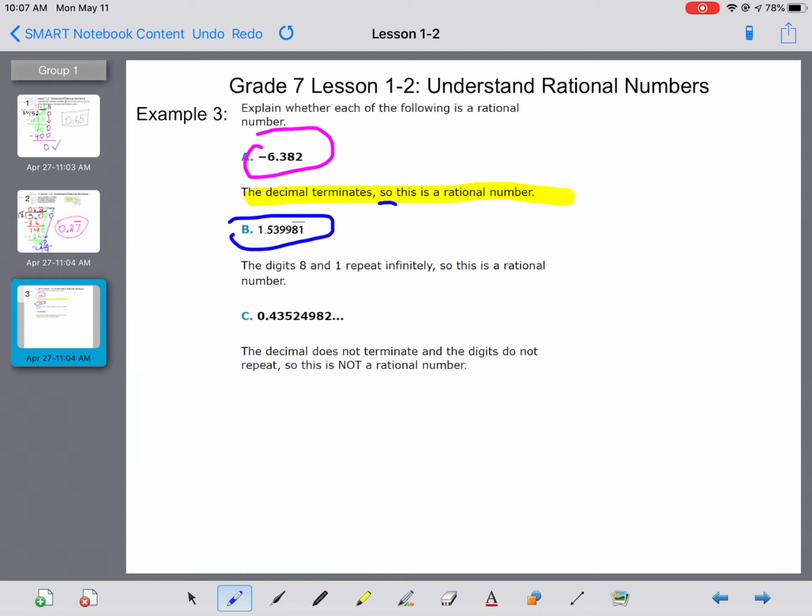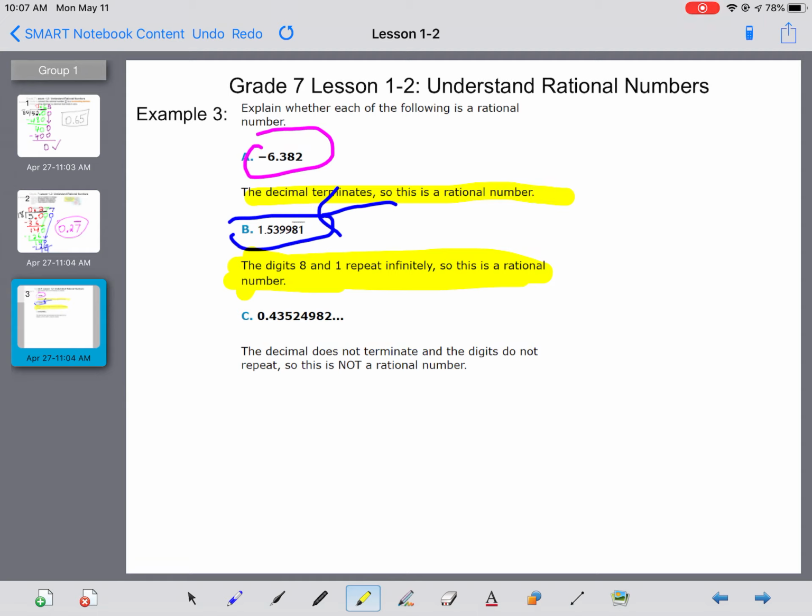That means, I know it doesn't terminate because of the line right there, that repeating bar. But that means this decimal is essentially 1.539981818181. So because the 8 and the 1 never stop, they repeat infinitely, this is also, yes, a rational number because it repeats. So even though it goes on forever, it does repeat. So this is rational.